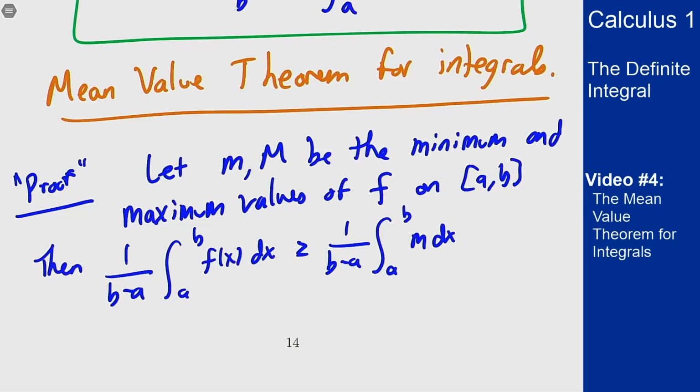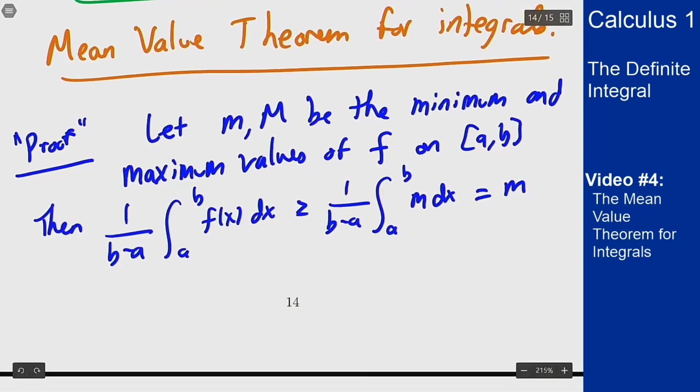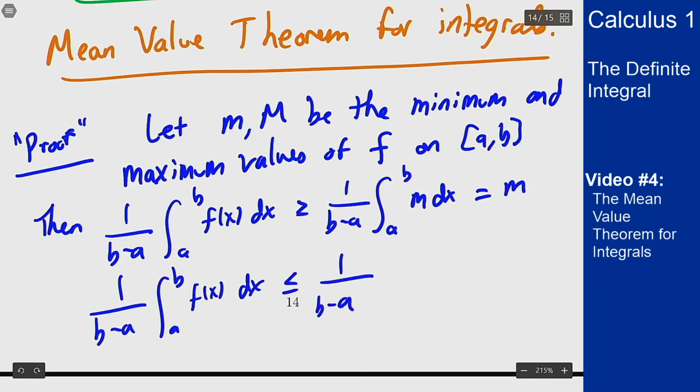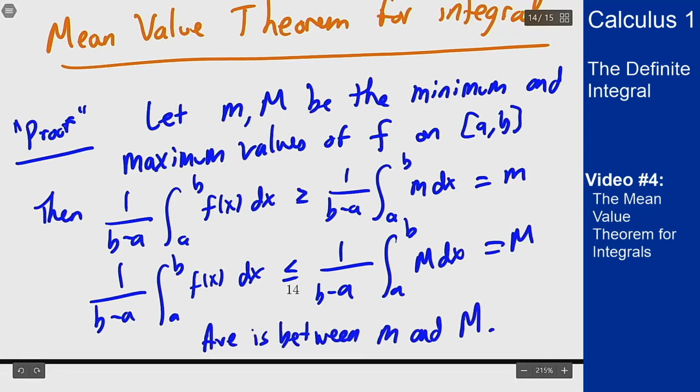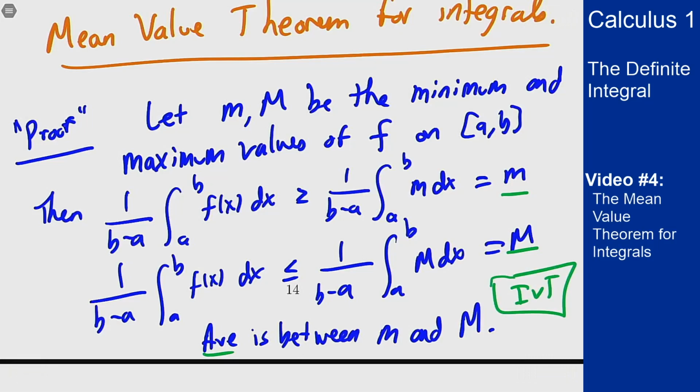But what is this integral? Well, this is just a constant, so it's going to be m times b minus a. It cancels b minus a's. This is little m. By the same sort of logic, 1 over b minus a times the integral from a to b of f of x dx is less than what I get if I plug in big M. This means my average value lies somewhere between little m and big M. However, f attains these two values, and it's continuous, so by the IVT it must hit the average value somewhere on the interval. That's why this has to work. That's why we need f to be continuous for this to make any sense.